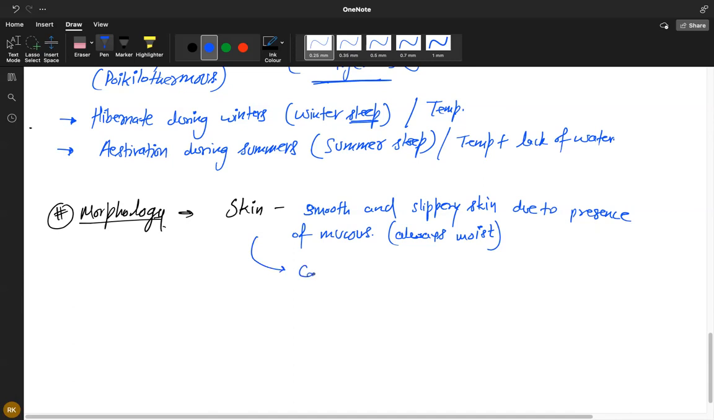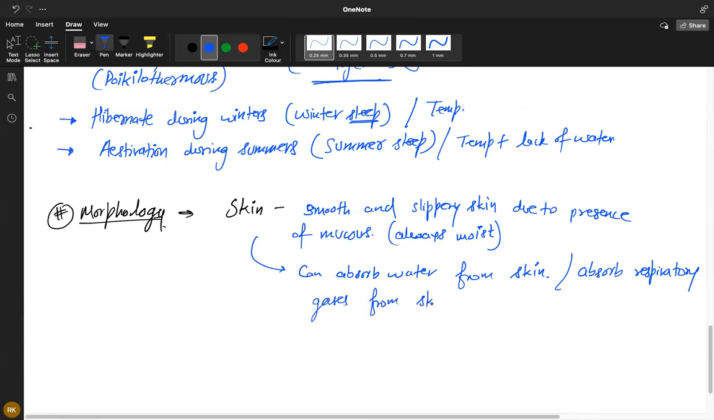You can just write down: can absorb water from skin. They can also absorb respiratory gases, but this is not done very brilliantly. It can be done to some extent, but they still need lungs to breathe. Is it clear? Is it clear, everyone?